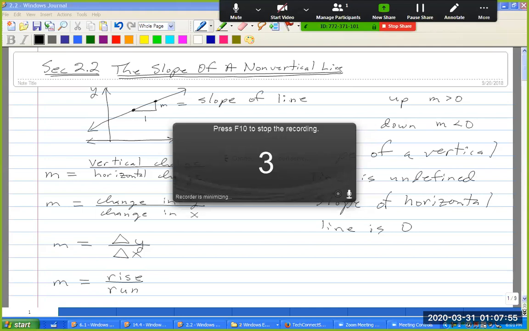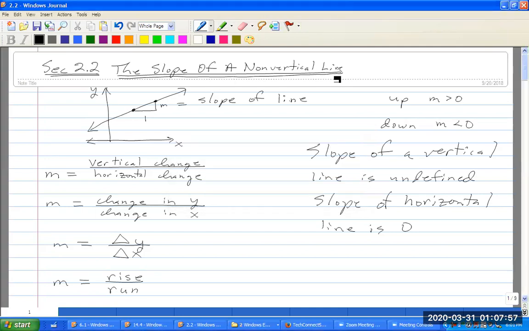Section 2.2, the slope of a non-vertical line. Suppose I have a line in the plane. So let's just draw some line in the plane, and let's do this relative to some coordinate system.